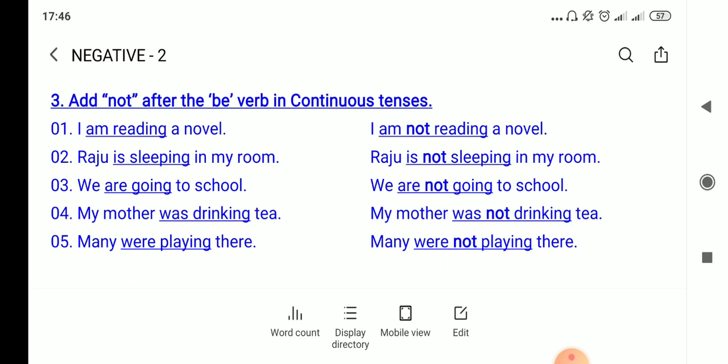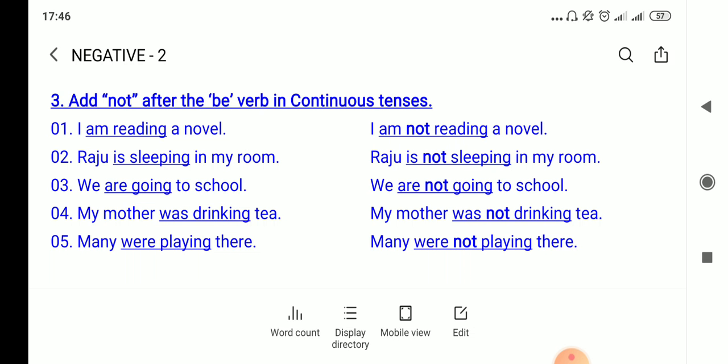In the first part, you have a be verb followed by the ing form. Let us see how we can change these sentences into negative. Look at the first example. I am reading a novel. You have two verbs here, am and reading. Now, what you have to do is add not after the first verb am. Then the sentence becomes I am not reading a novel.